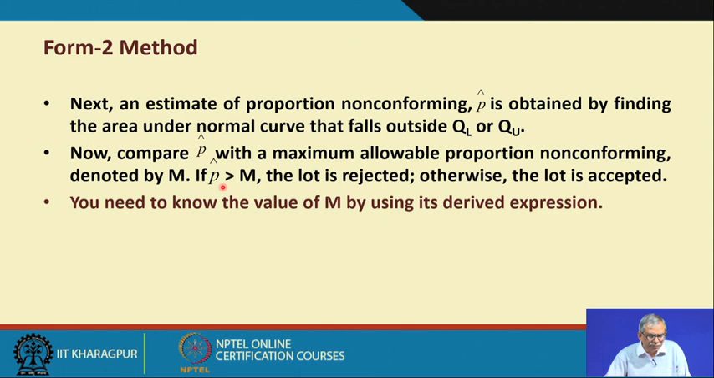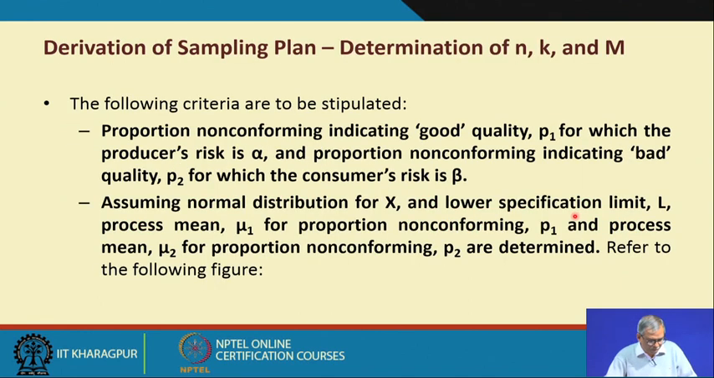So if you find that the actual proportion non-conforming is greater than the maximum allowable proportion non-conforming, this is not a desirable situation. Obviously the lot is rejected, otherwise the lot is accepted. Okay, so the decision rule is known to you. You need to know the value of M by using its derived expressions, like you do for the small k.